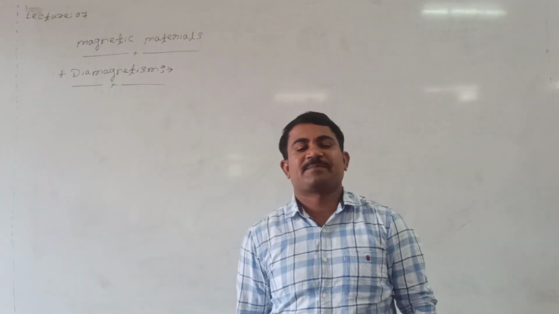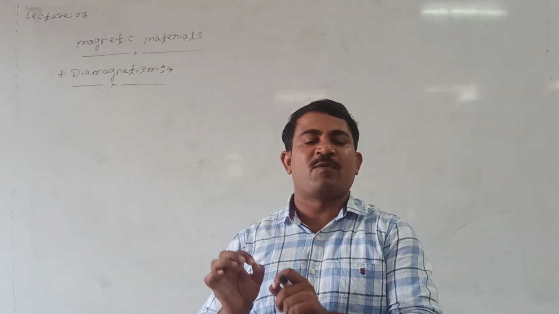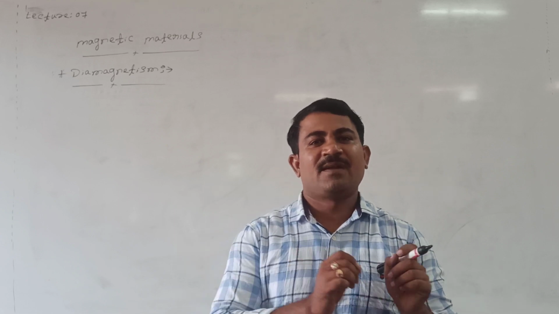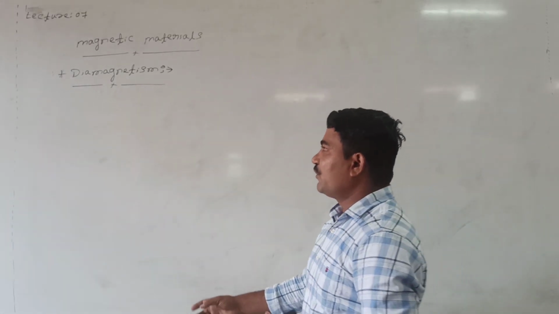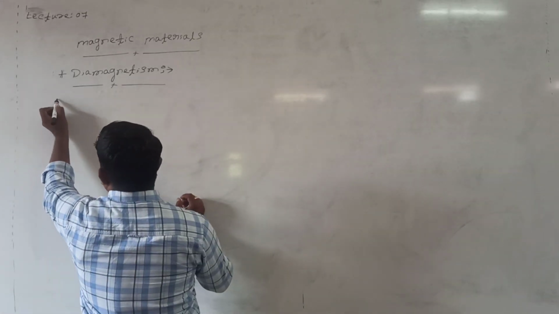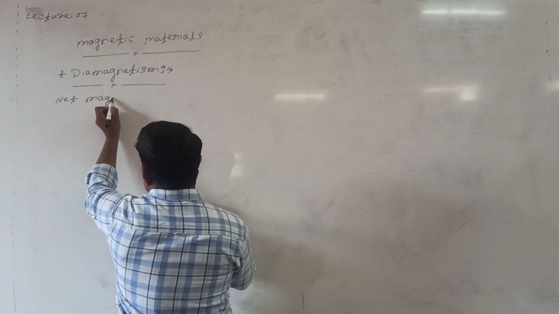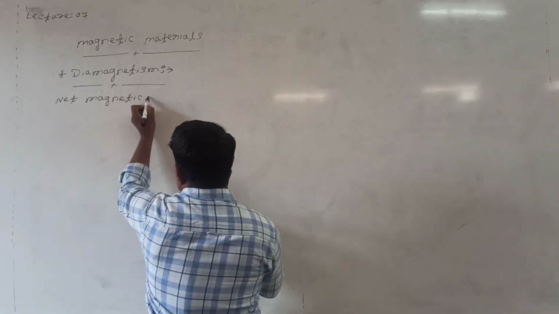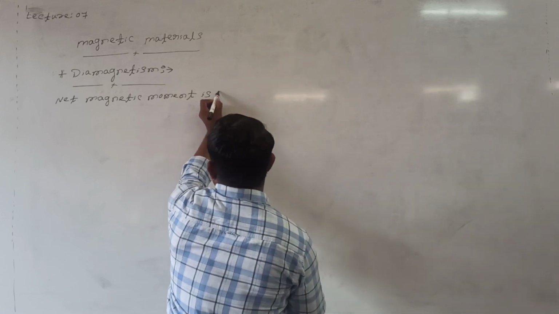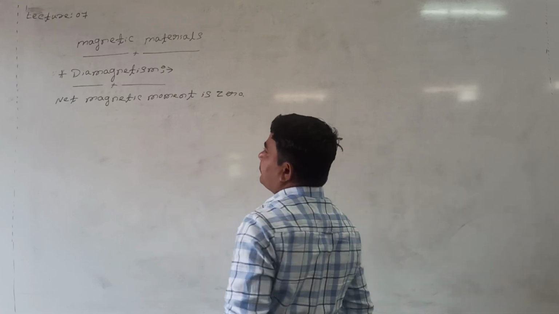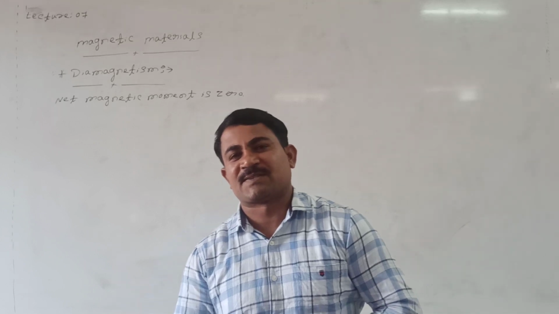We will see. See here. In diamagnetic materials, the net magnetic moment is zero. Initially, the first point I can take is that in diamagnetic materials the net magnetic moment is 0. How the net magnetic moment is 0, that we will see.